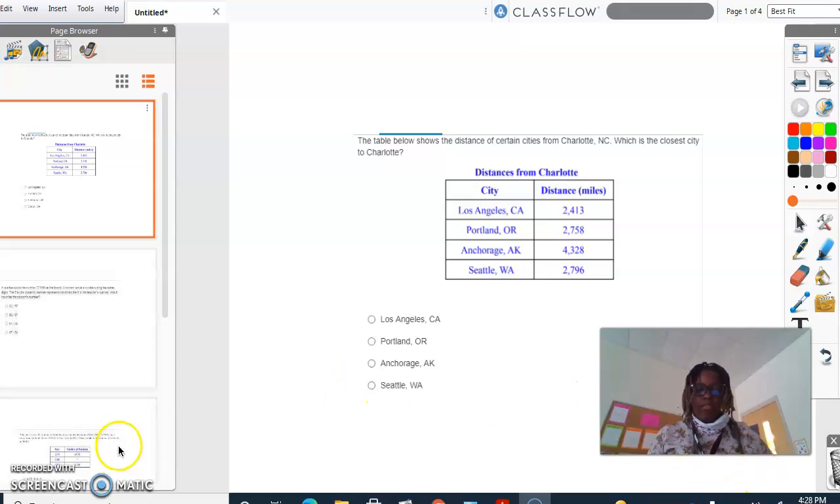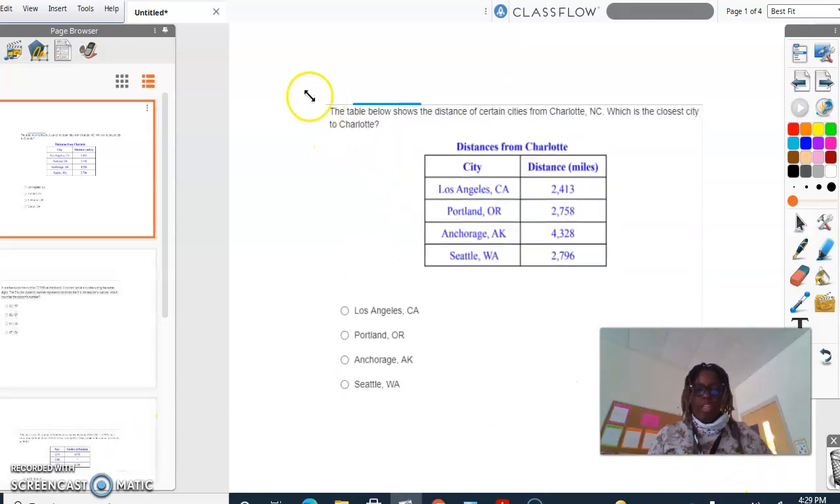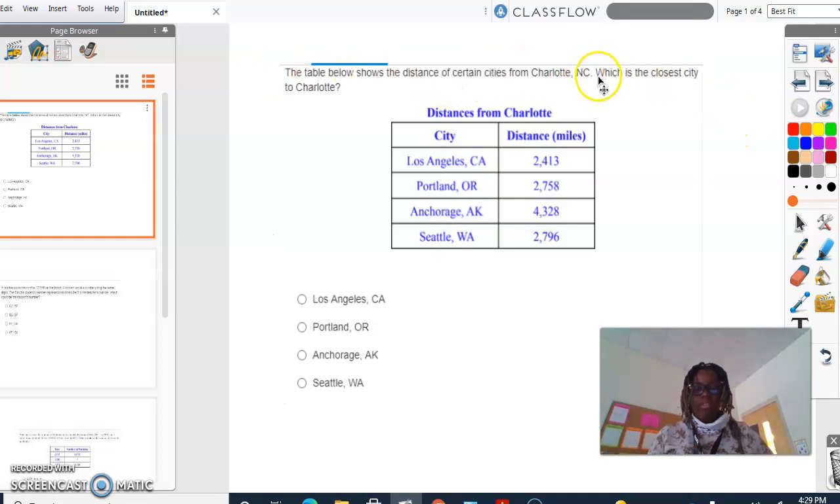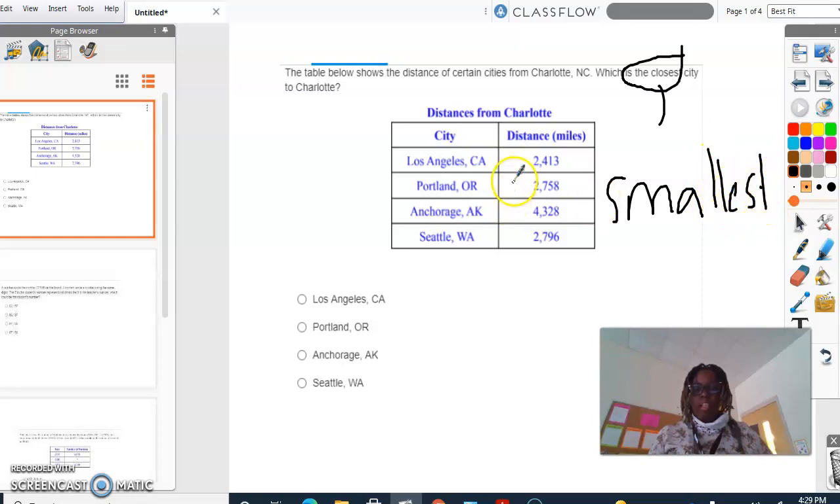All right, you guys. So the first thing we're doing with this problem, let's look at it. The table below shows the distance to certain cities from Charlotte, North Carolina. Which is the closest city to Charlotte? What does closest mean? Good, it means smallest. So we're looking to see which one is the smallest number. Well, as I look, I see I have 2, 2, 4, 2. Well, I know 4 is biggest, so I'm going to cross out this. And I know all these 2's are the same, so I'm going to go to my next place value.